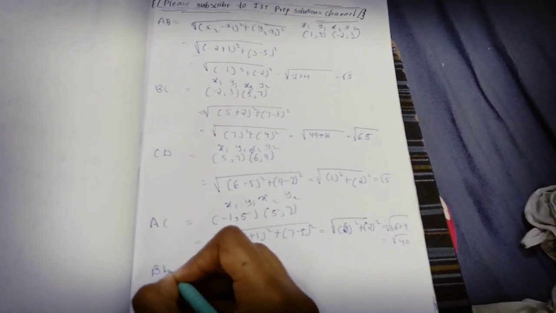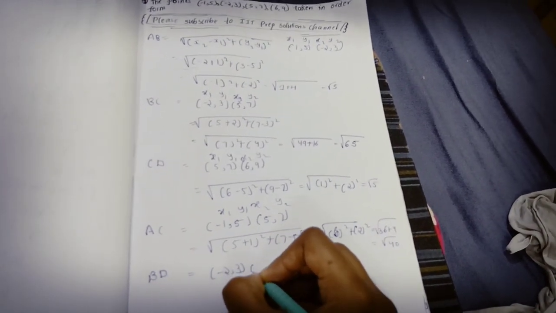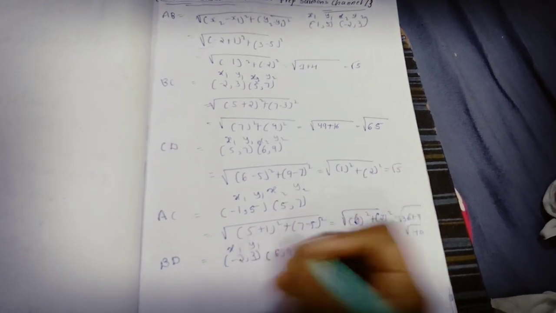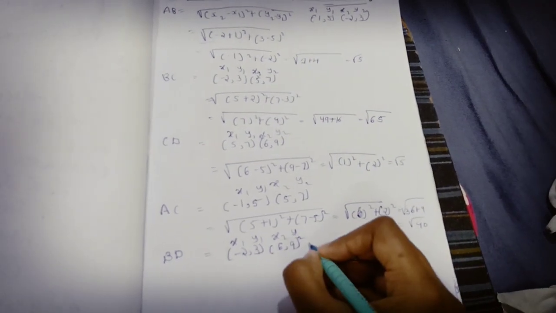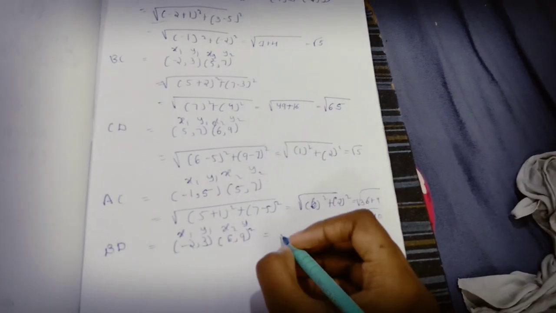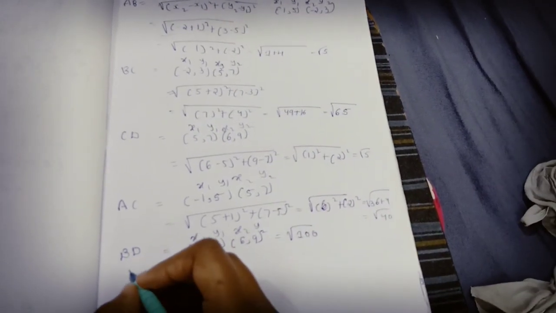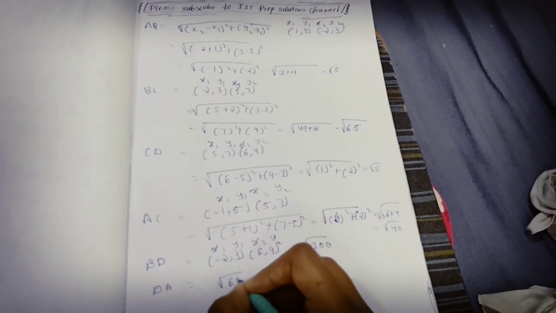BD. B is (-2, 3), D is (6, 9), (x1, y1) and (x2, y2). If we solve this one, we get the value under root 100, like that. DA is root 65.